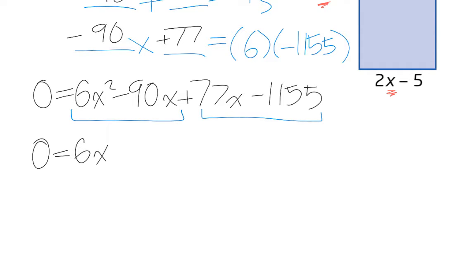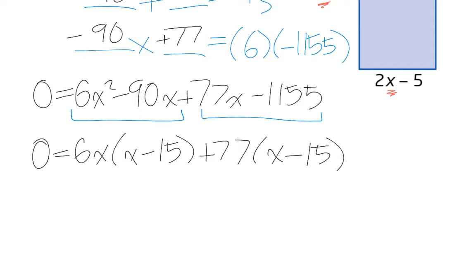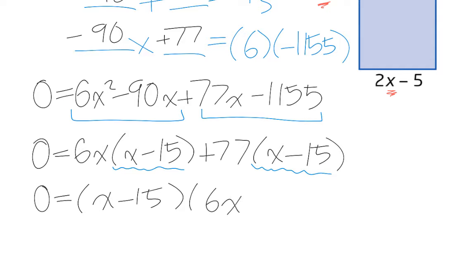That happens to be 6x. That leaves us x and negative 15. So again, let's find a monomial common factor for the last two terms, and that is going to be positive 77, which leaves us x and negative 15. Remember, you want these two binomials exactly the same. So in our last step, we are going to do some binomial common factoring. So I'm going to take out the x minus 15, which leaves us 6x plus 77.